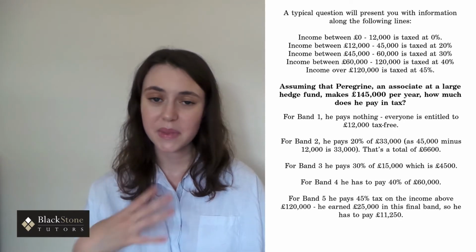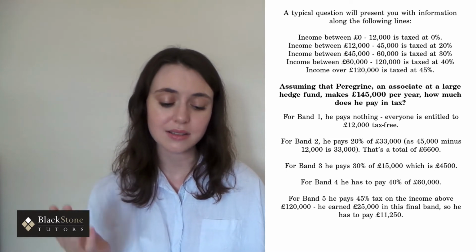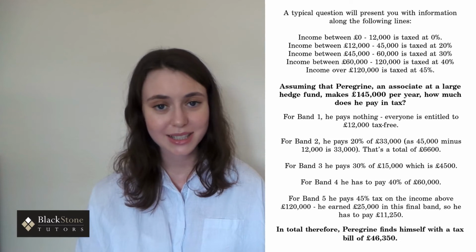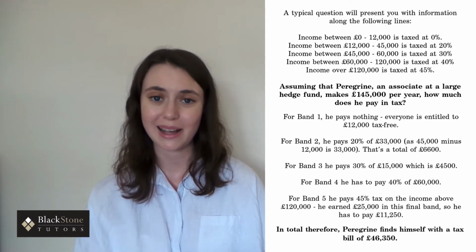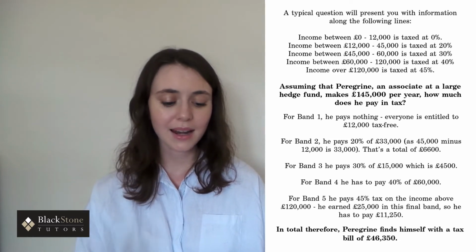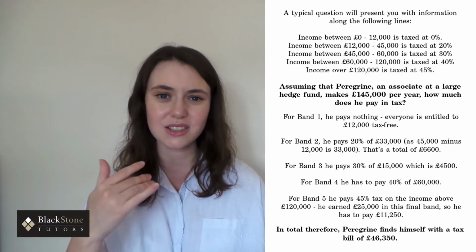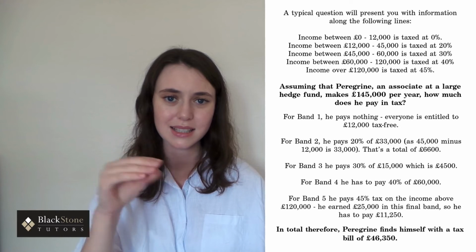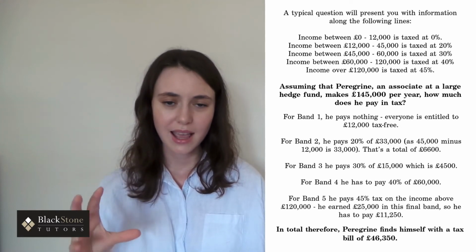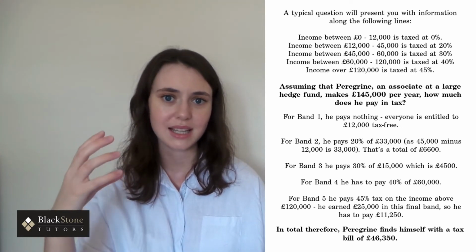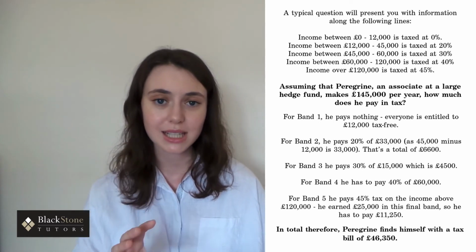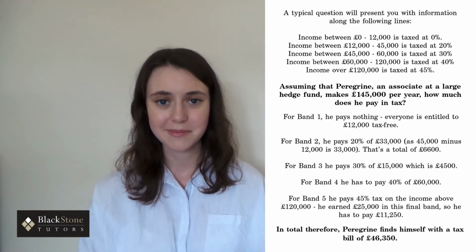So in total, if you add all of those tax values up, Peregrine is going to be paying £46,350 in tax. And as you can see, the key here is just recognizing that each of those bands is taxed at a separate rate and has a separate amount of money attached to it. So if you just work through those bands methodically, you'll be completely fine.